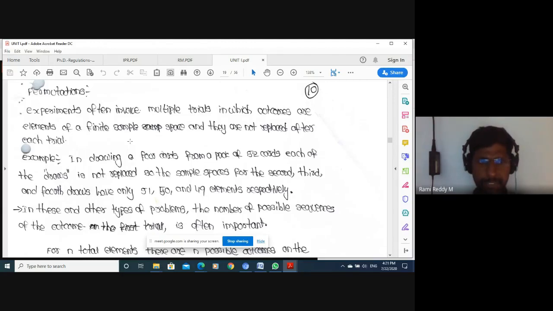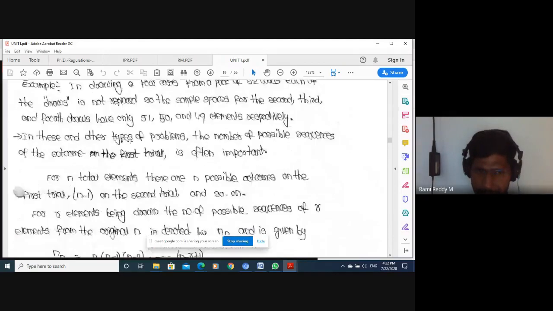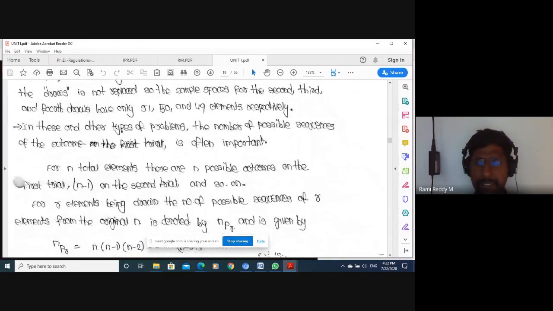In permutations, the number of possible sequences of the outcome is often important. For n total elements, there are n possible outcomes for the first trial, and for the second trial, n minus 1 possible outcomes. Third trial, n minus 2 possible outcomes, and so on.